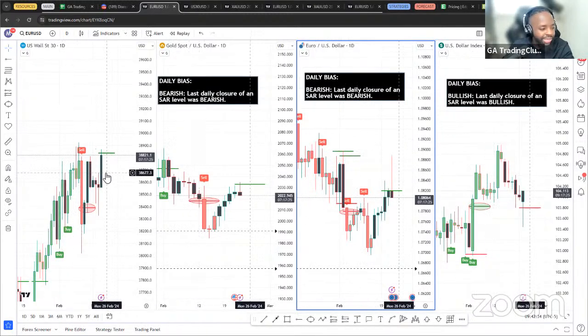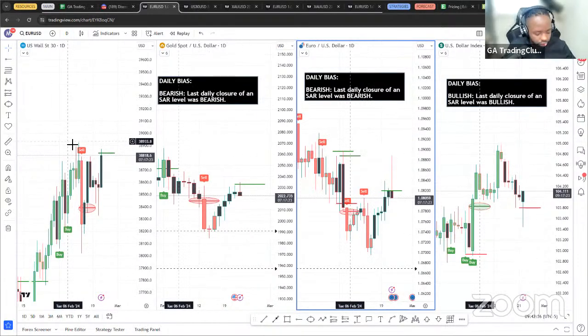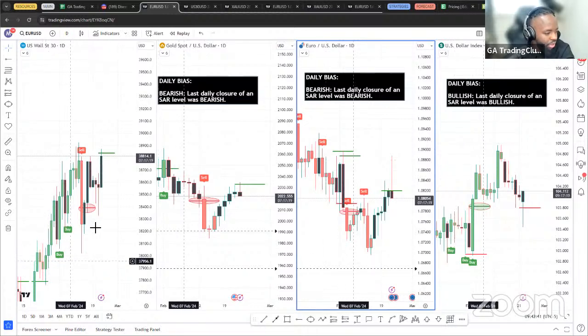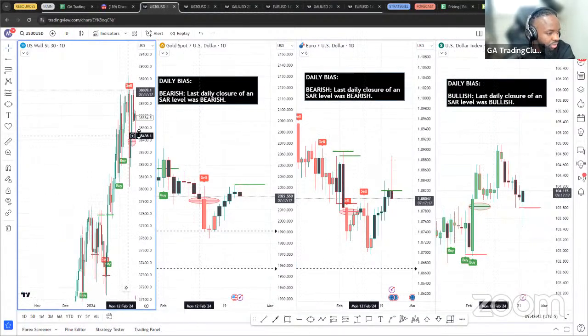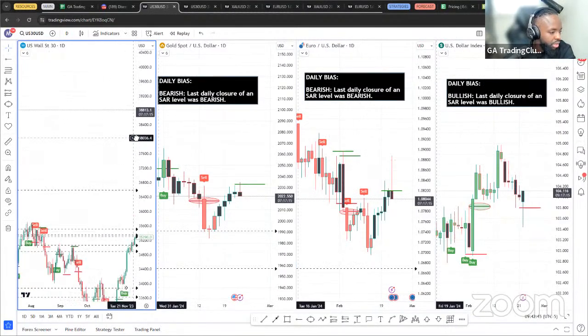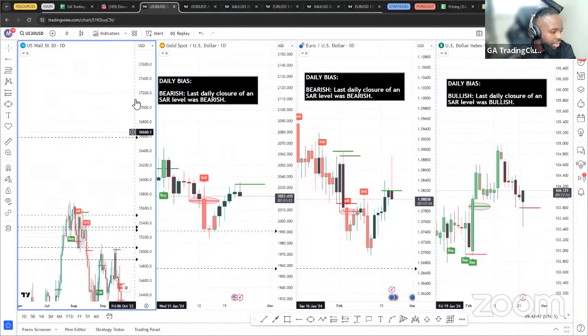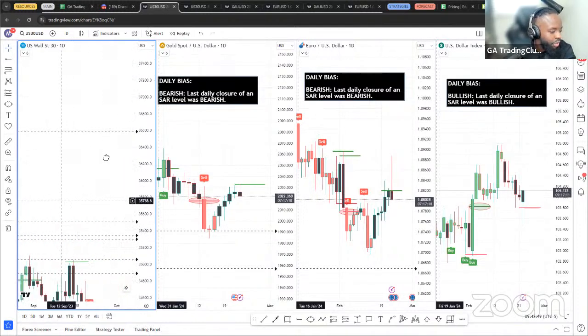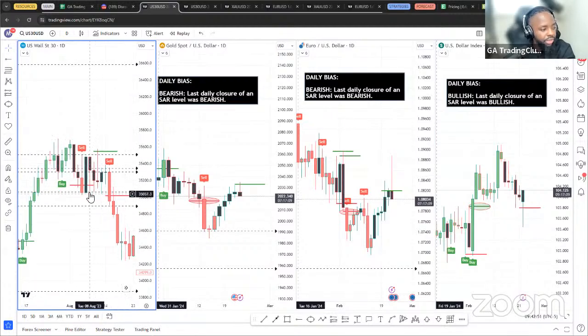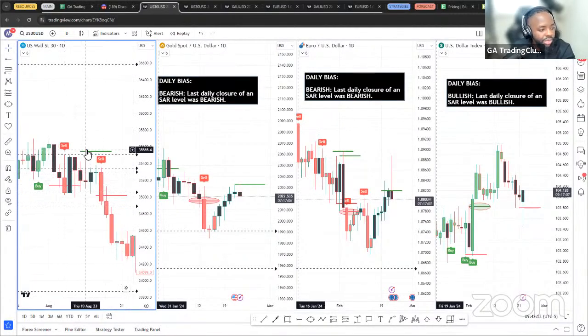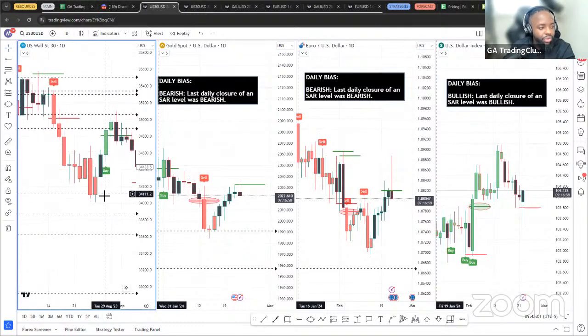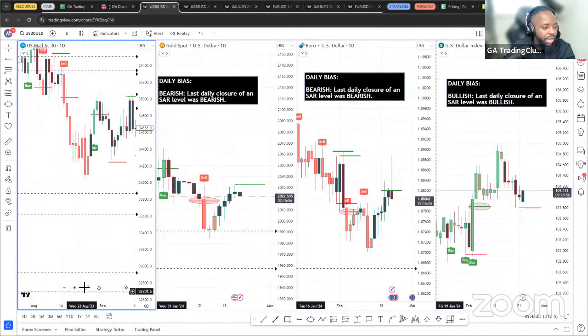So that's what I saw, this pattern last year on US 30. I forget what day it was. I think it was towards the end. Yes, this one right here. So this is what I'm hoping US 30 does. You can see here when it formed this daily buy SAR on August 10th, it rejected heavily down. And then from there, US 30 started melting to the downside.